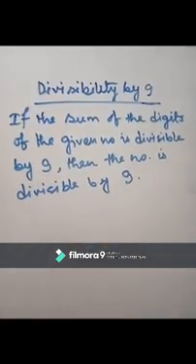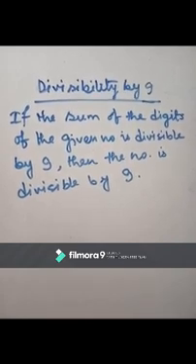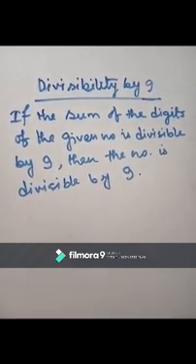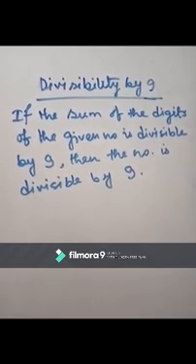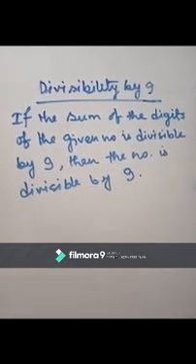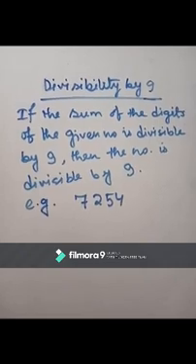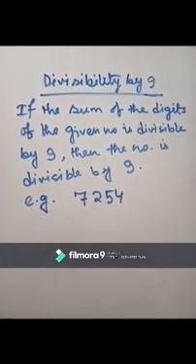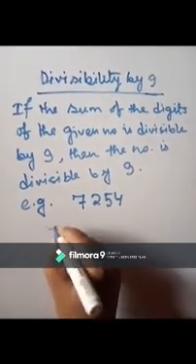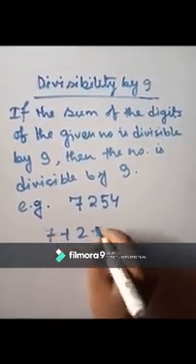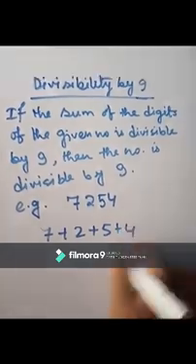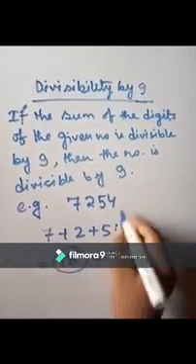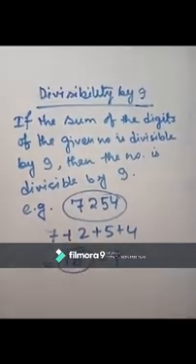Next is divisibility by 9. If the sum of the digits of a given number is divisible by 9, then the whole number is divisible by 9. For example, 7254. If you add the digits of the number, you will get 18. Now 18 is divisible by 9, so this whole number is divisible by 9.